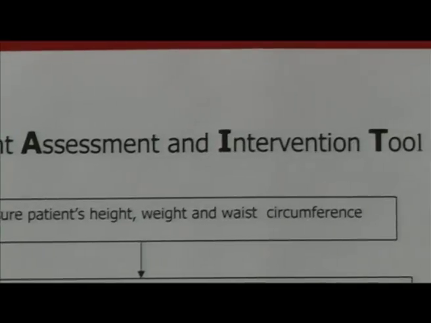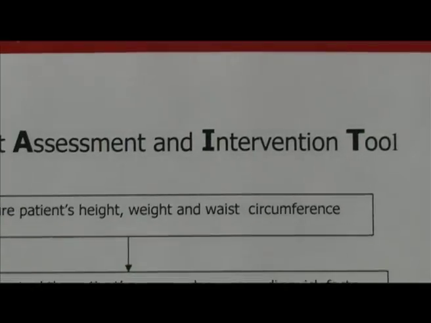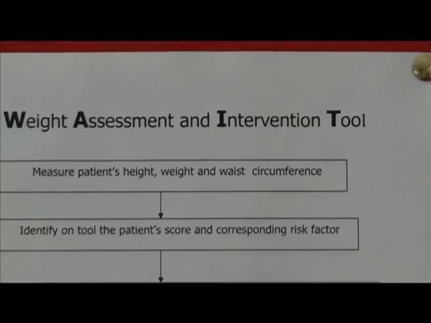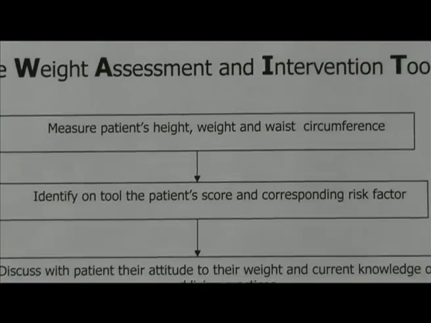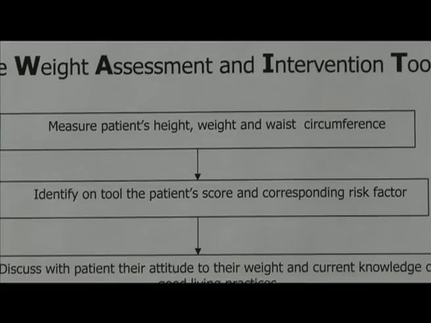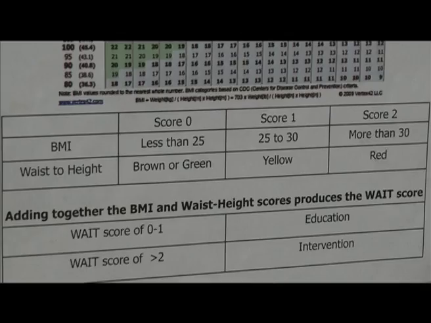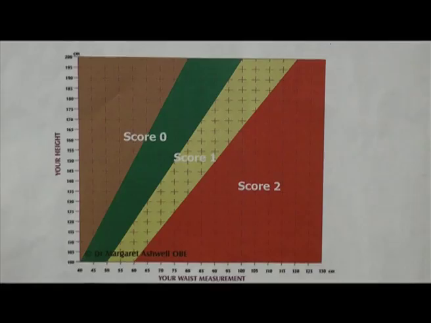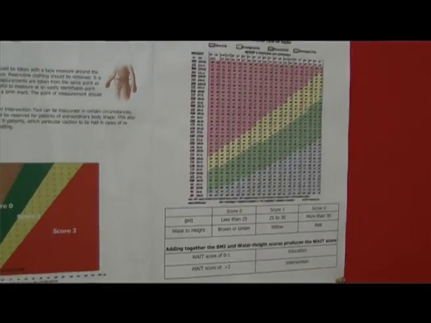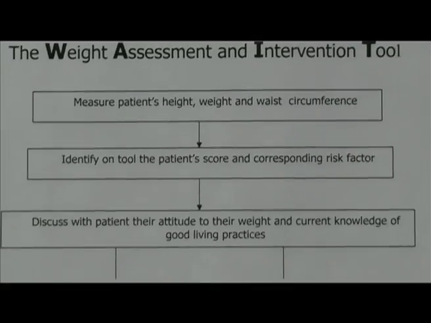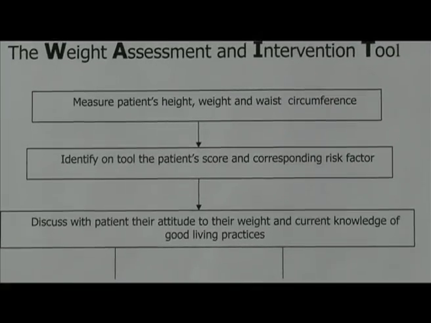This is the weight assessment and intervention tool. The first step is to measure the patient's height, waist circumference, and weight. The second is to identify on the tool the patient's score and corresponding risk factor. The weight assessment and intervention tool score is calculated by adding the score on the waist to height ratio with the body mass index score.